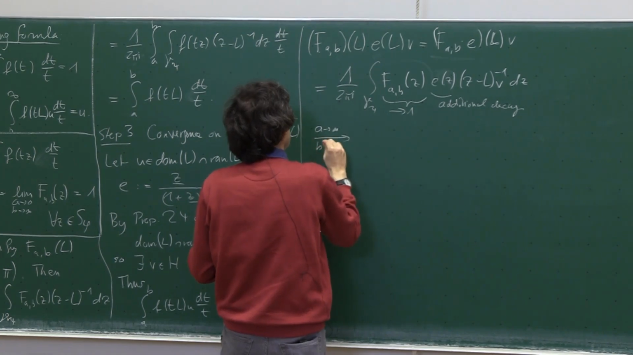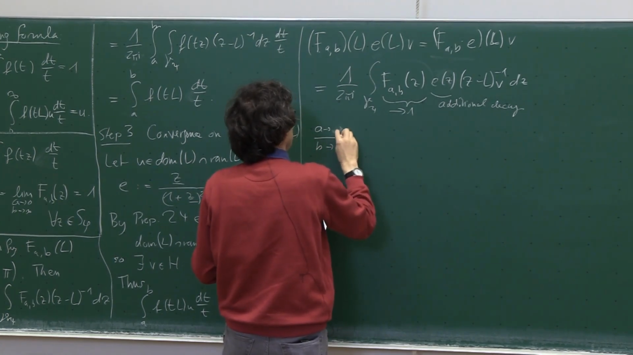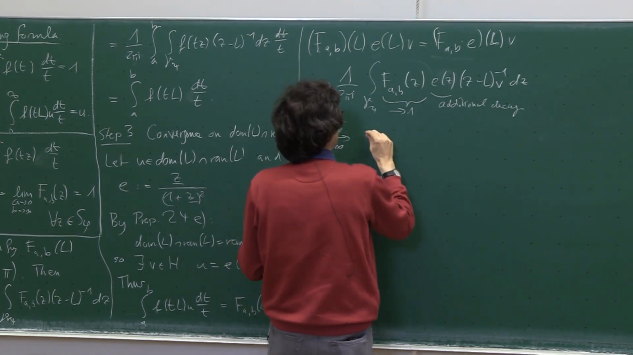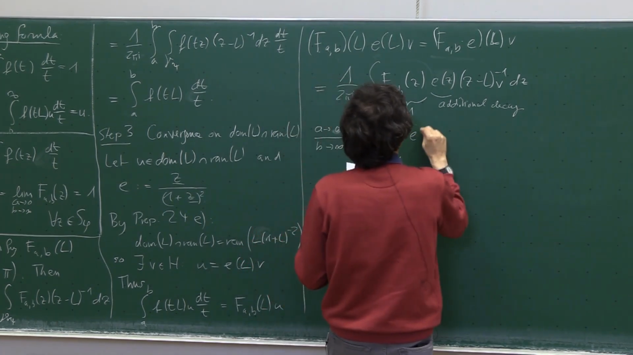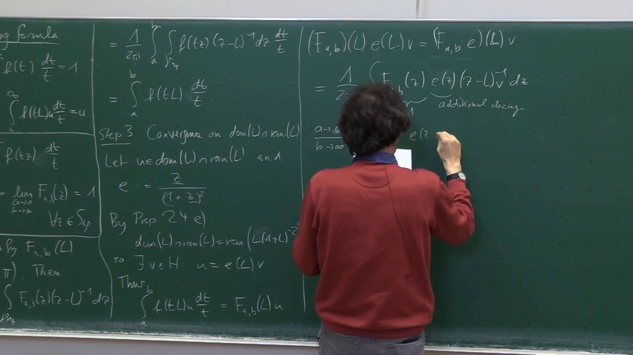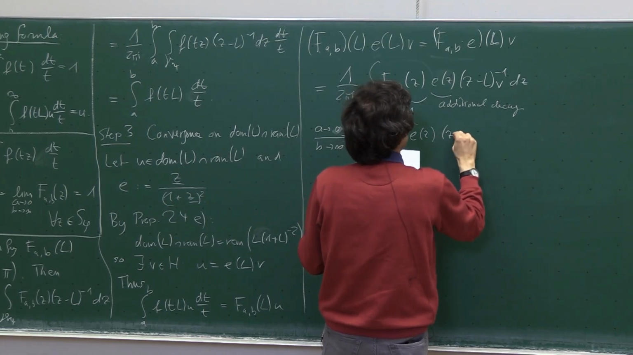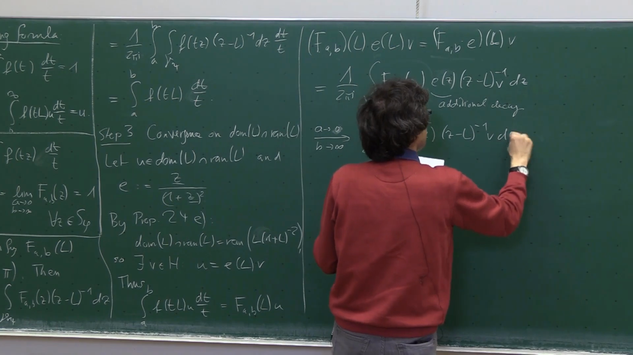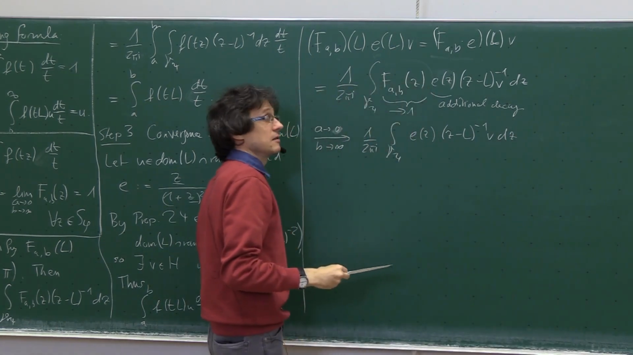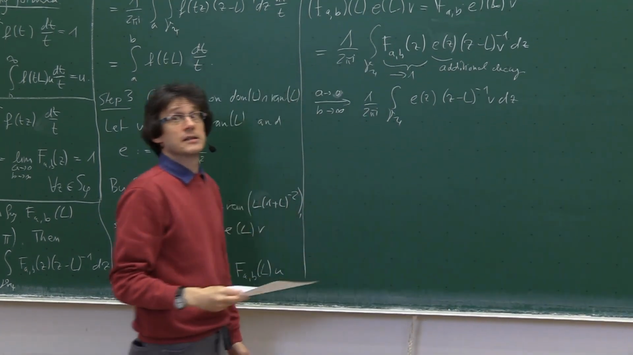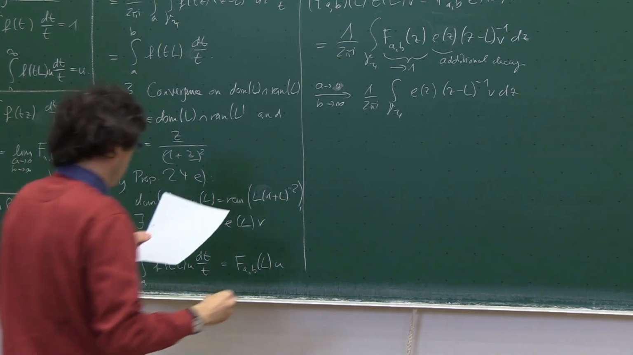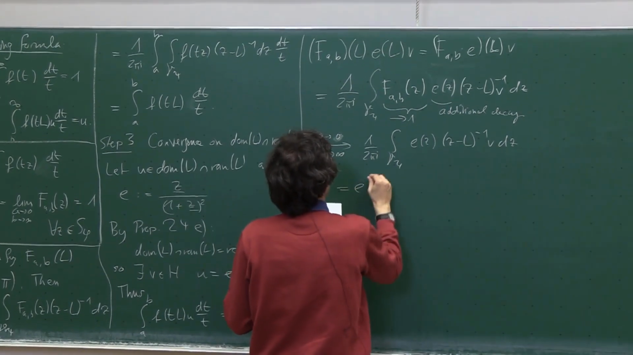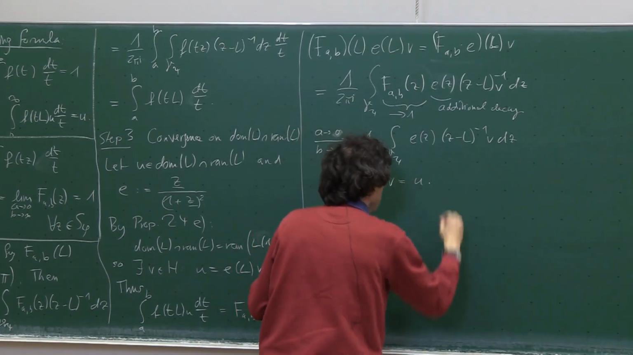A going to 0, and b going to infinity. And what do you get? Okay, this goes to 1. This gives you 1 over 2 pi i integral over gamma psi E of z, z minus L to the minus 1 v dz. And this is now just the path integral that defines the functional calculus operator E of L. So this is just E of L v. But E of L v is u.